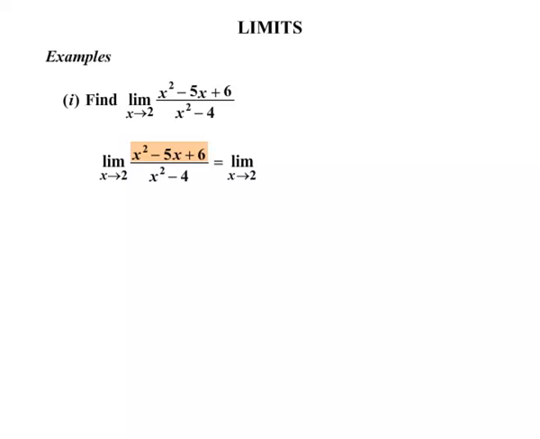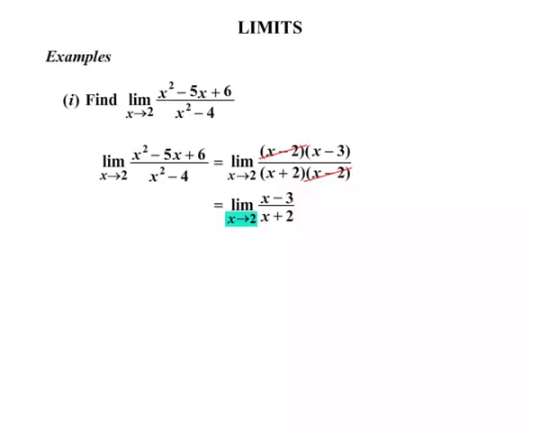We need to factorize. Let's factorize the top. x times x is there, and we need factors of positive 6 that add to give minus 5. So we would need minus 2 and minus 3. On the bottom, x squared minus 4, well that's a difference of 2 squares. That's x plus 2 times x minus 2. Now the x minus 2's in this case will cancel, and as a result, it simplifies to this.